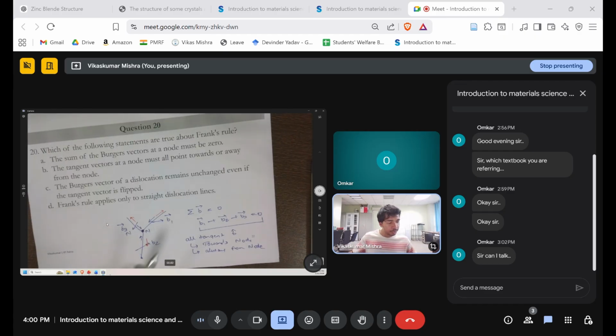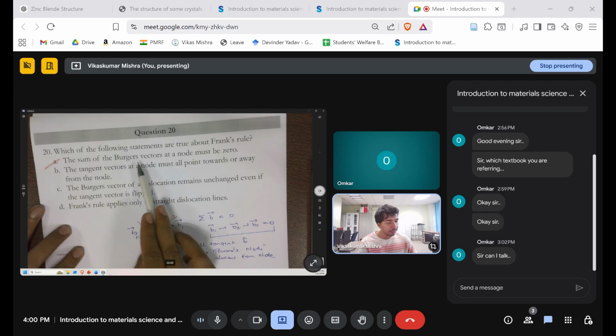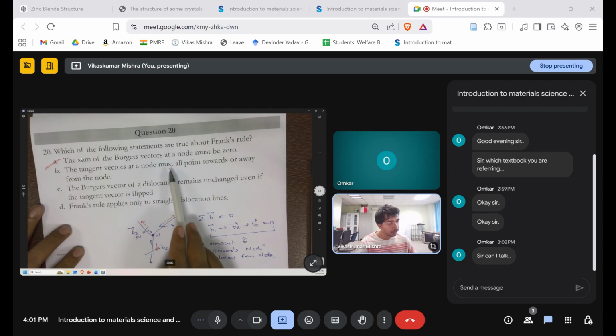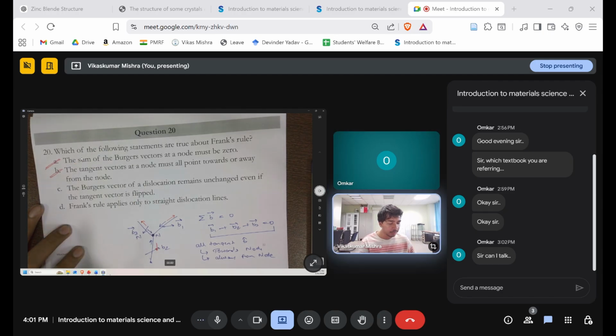Okay, the question was this. First, we know that the sum of the Burgers vectors at the node must be 0. The tangent vectors at the node must all point towards or away from the node. That is true, right? B is the right answer: the Burgers vector of the dislocation remains unchanged even if the tangent vector is flipped.